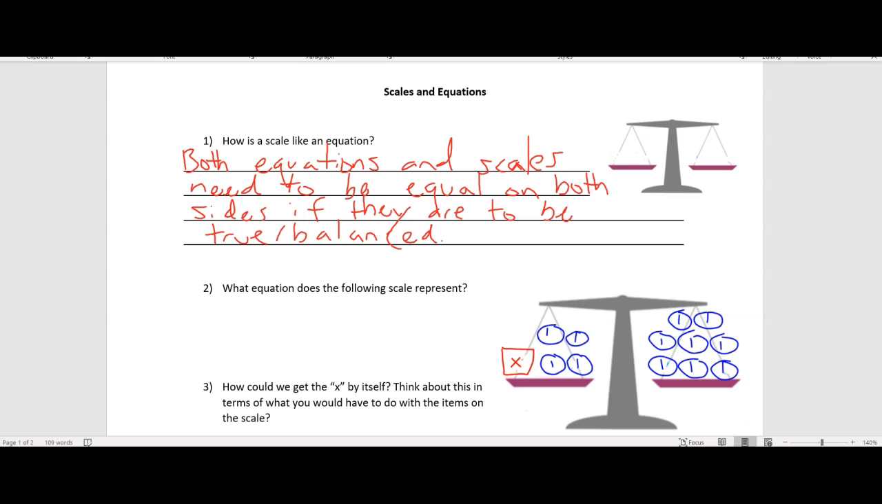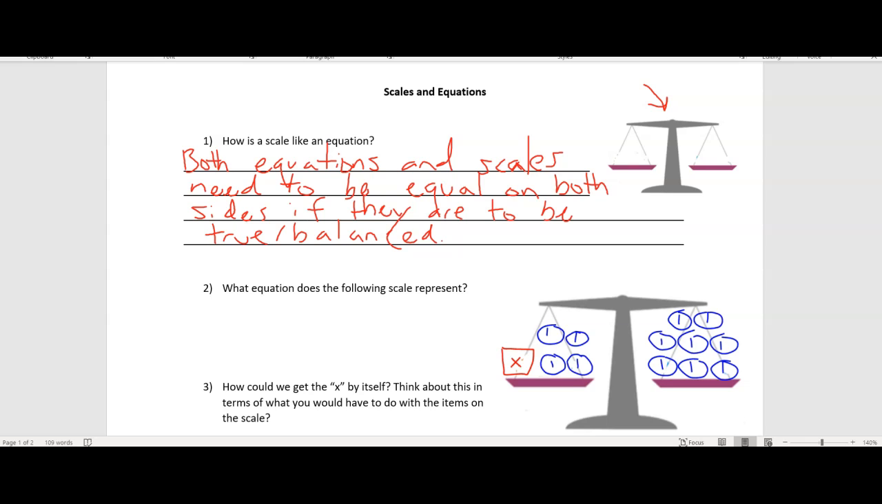Okay, so I just put that both equations and scales need to be equal on both sides if they are to be true or balanced, right? So with my scale, I need to have things on both sides that weigh the same. Now, they don't have to look the same, right? I could put a cat on one side and a dog on another side, and as long as they both weighed the same, the scale would be balanced. It wouldn't tip in favor of one or the other. Maybe I would need 3 cats to equal the weight of 1 dog, and that's okay as long as they both weigh the same. Equations are the same way, right?